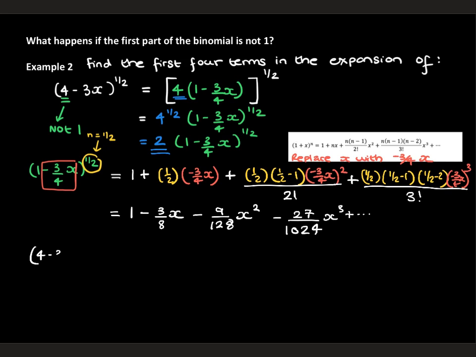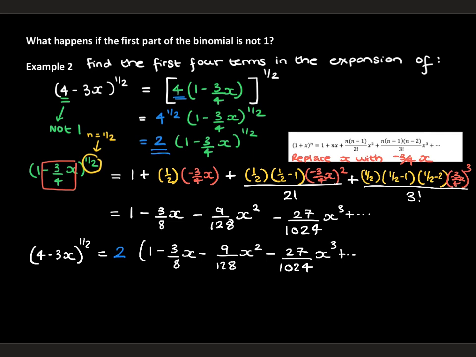So we can say that (4 minus 3x) to the power of a half is equal to 2 multiplied by (1 take away 3/8 x take away 9 over 128 x squared take away 27 over 1024 x cubed dot dot dot), and this then simplifies down to give us 2 minus 3/4 of x minus 9 over 64 x squared minus 27 over 512 x cubed for our first 4 terms.